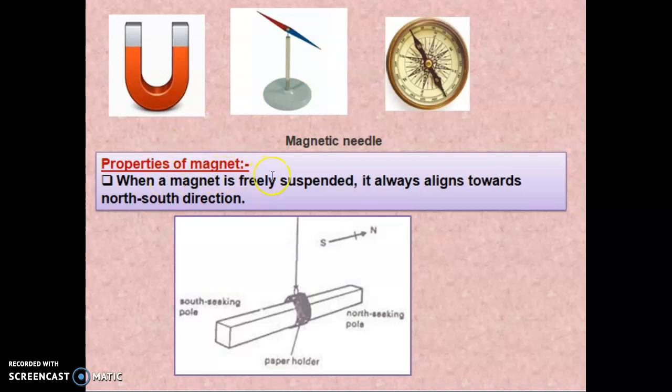When a magnet is freely suspended, it always aligns in the north-south direction. So you can see that this is a bar magnet. It will be tied with a thread. When it is suspended freely, it will always align towards the north and south direction. So this is the north pole and this is the south pole.